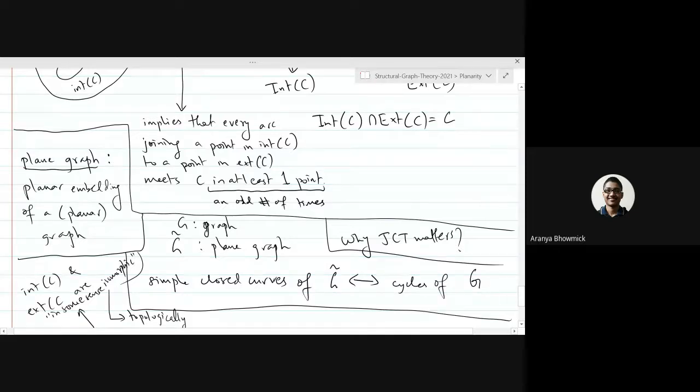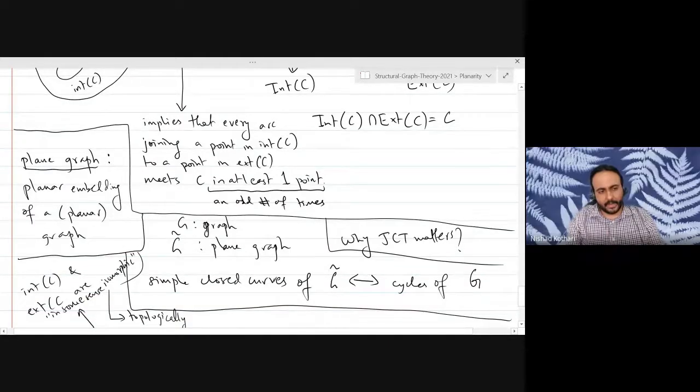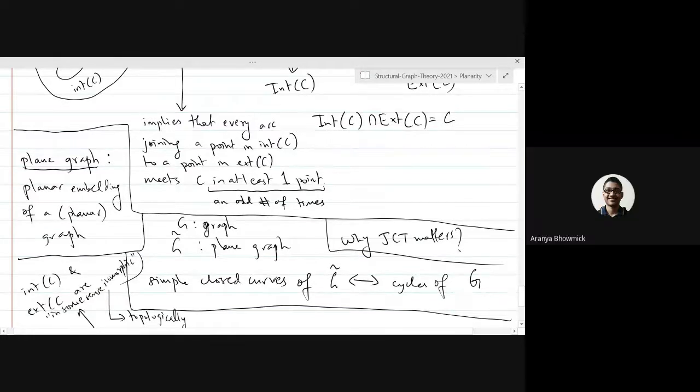When you are saying that G is a graph and G tilde is a plane graph, we are assuming that G is a planar graph. When I say plane graph, I mean a planar embedding of a planar graph. So G tilde is a planar embedding of G. Then simple closed curves of G tilde will give cycles of G.